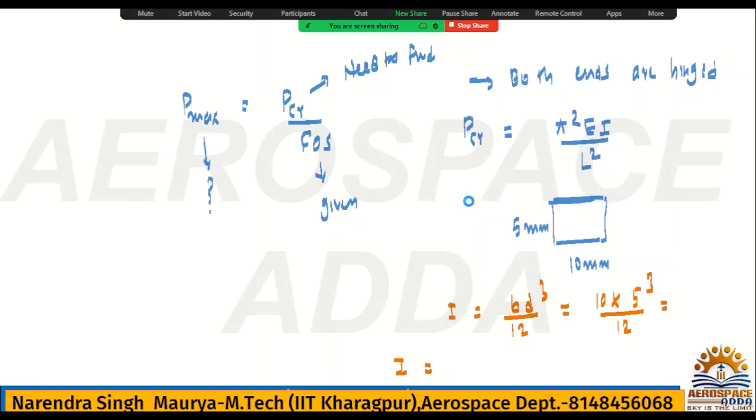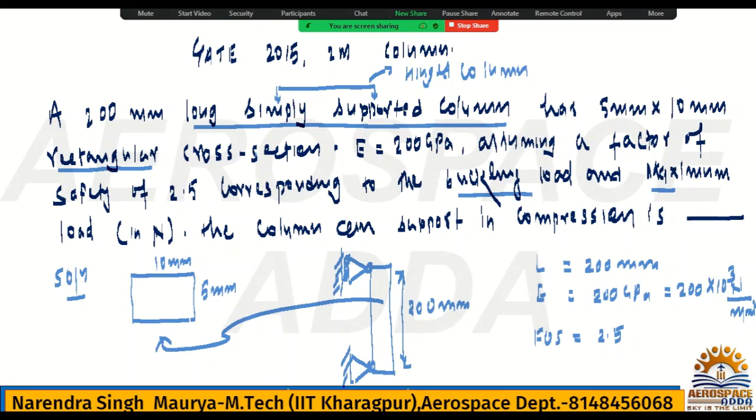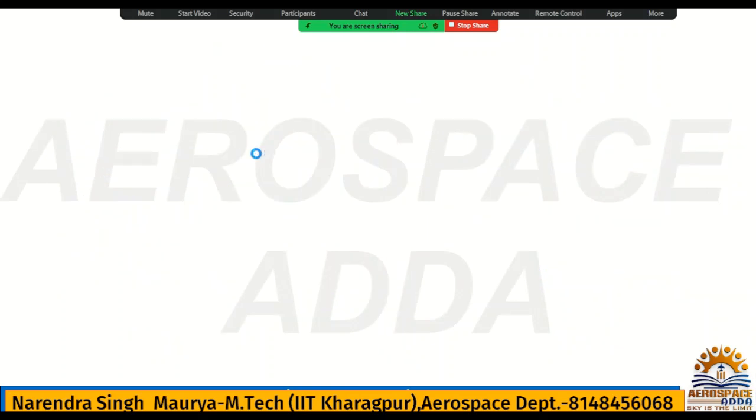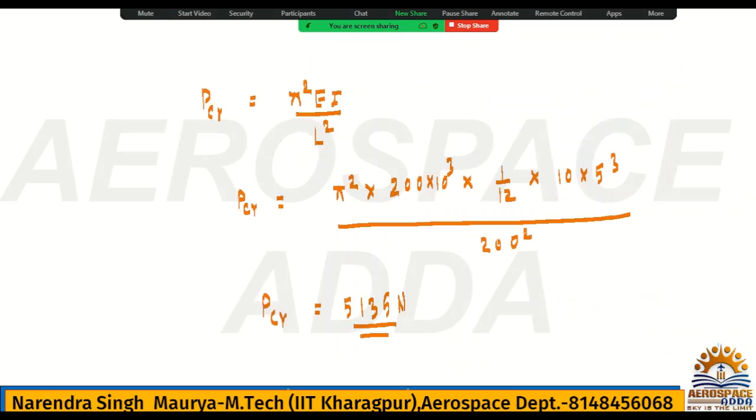For that reason, here 5 mm was taken as the depth. So if you write the formula, you will get BD cube by 12, which is nothing but 10 into 5 cube by 12, so that you can get the minimum value. This should be I least, the least value of MOI. You always remember this, okay? Yes, sir, got it, sir. Better you have asked.